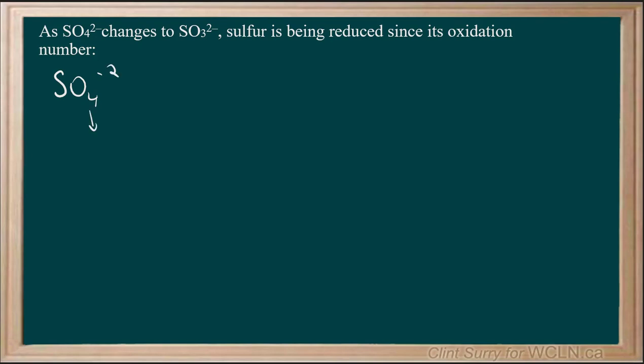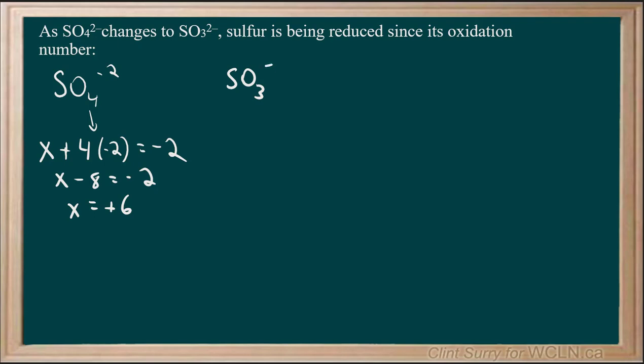We know the oxygen part of this. There are 4 of them with a minus 2 charge for each. Overall, there's a minus 2 charge, and we have one sulfur, which I'll make X here. So we end up with X minus 8 equals negative 2, and after rearranging, I end up here with X equals plus 6.